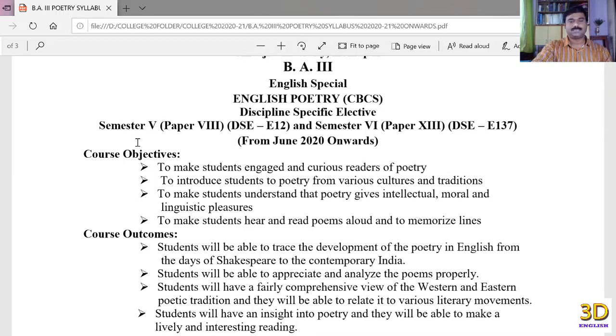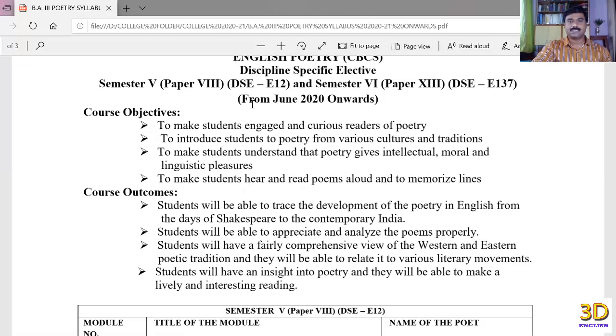Now this is the syllabus of semester 5. The number of papers will be 8, and again we have semester 6 along with this semester 5 syllabus. In semester 5 the paper number will be 8, and in semester 6, that is the final semester, final examination, the paper number will be 13. You can see here that from June 2020 onwards, this syllabus is launched.